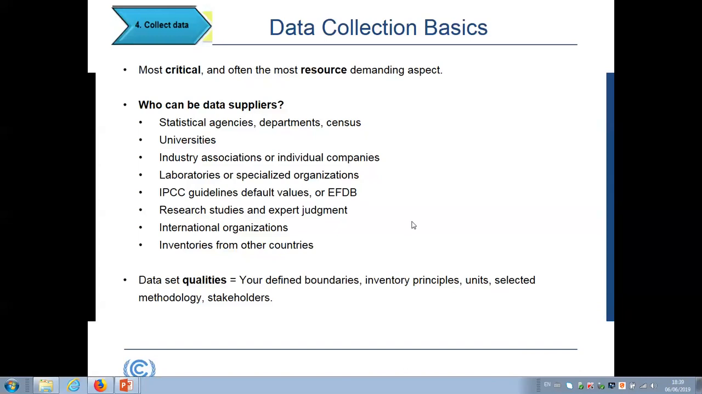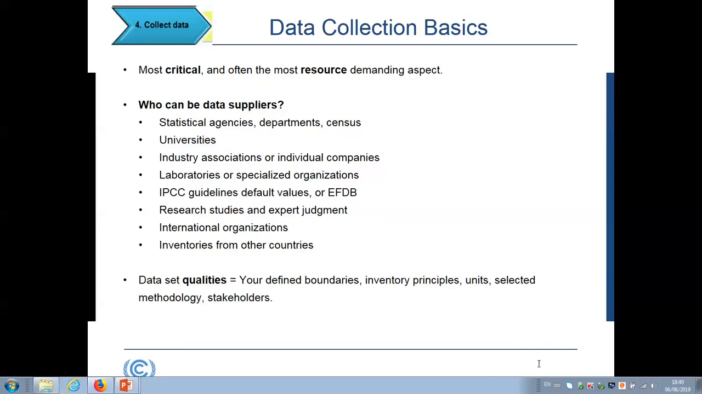So, possibly, setting up new surveys or new relationships with industry or other providers of data. And who typically are those providers of data? Obviously, national statistical agencies and departments, agricultural ministries are the obvious one. But there may be data gaps. There may not be complete national statistical data for everything that is needed for inventory.